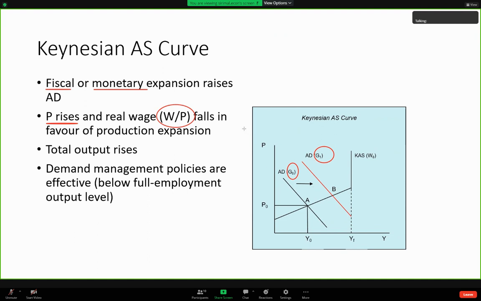Increase in aggregate demand. What would be the outcome here in the output market? There will be a higher output level and a higher price level. Price level has gone up, you can see it here, and output level has gone up too, until the economy reaches the full employment output level, that is here.